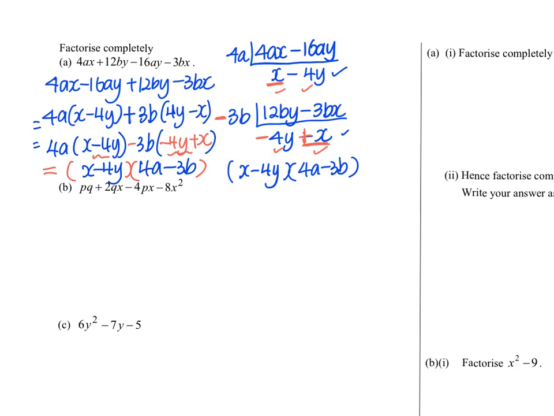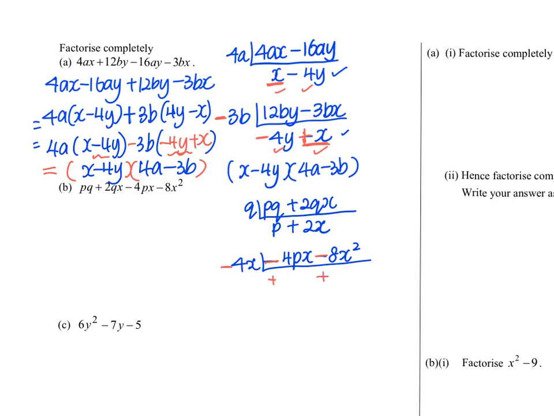Let's try one more question. Now in this question over here, we have PQ and plus 2Q. Maybe I'll just try PQ with 2QX. Okay, the common factor here is Q, then I'll have P plus 2X. The next pair will be negative 4PX minus 8X squared. So the common factor over here will be 4x. But notice that both of them got a negative sign. I can factorize out a negative sign, and this will become positive and positive.